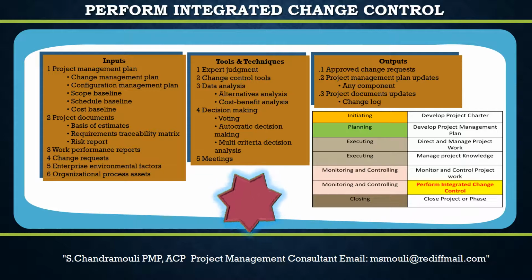The next input of Perform Integrated Change Control Process is the Enterprise Environmental Factors. The Project Management Information System may include the scheduling software tool, a configuration management system, an information collection and distribution system, or web interfaces to other online automated systems.